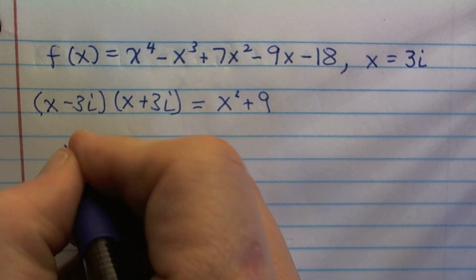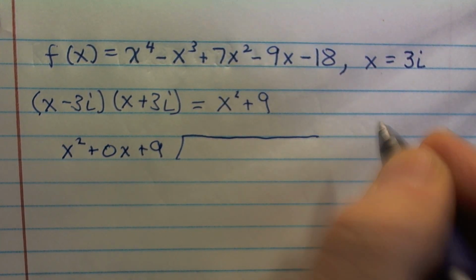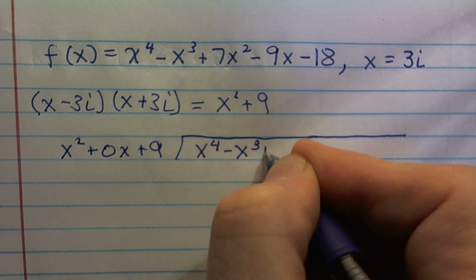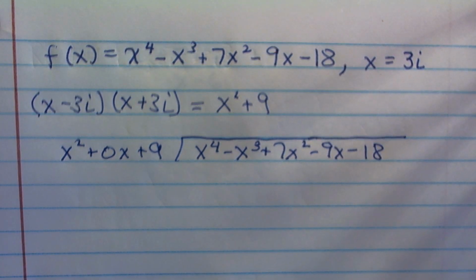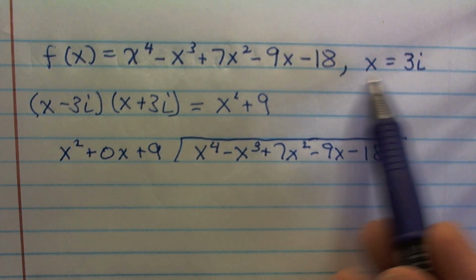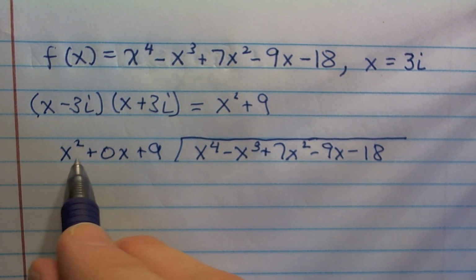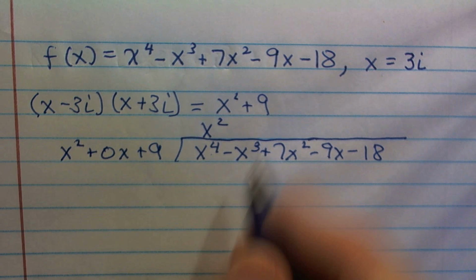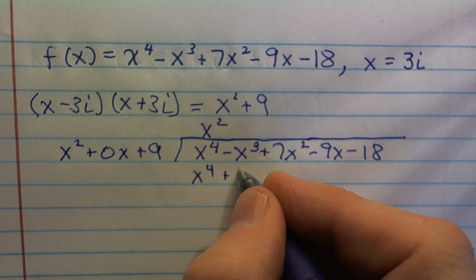And you're going to divide that into the original up here. So x to the fourth minus x cubed plus 7x squared minus 9x minus 18. Now, hopefully I've put one together that does in fact work out. Hopefully, x equals 3i is a root. That was my intention anyway. But anyway, the process is the same no matter what. You divide x squared into x to the fourth. Well, that's x squared. Okay, now let's multiply. We get x to the fourth plus 0x squared.